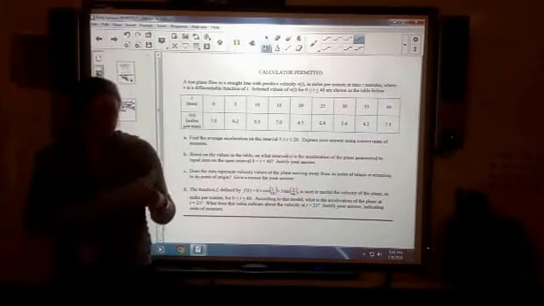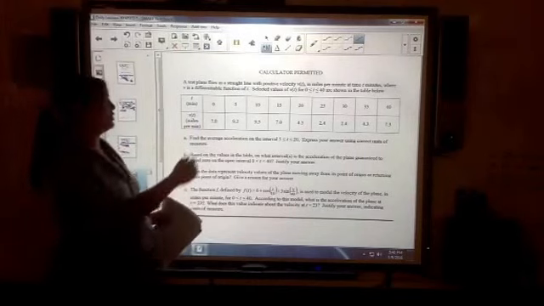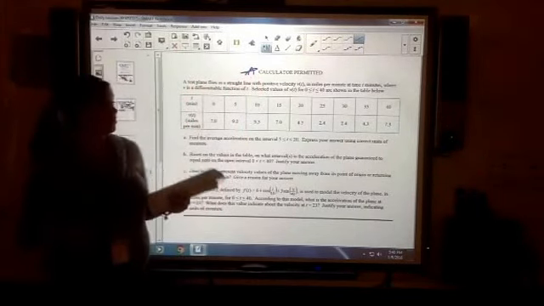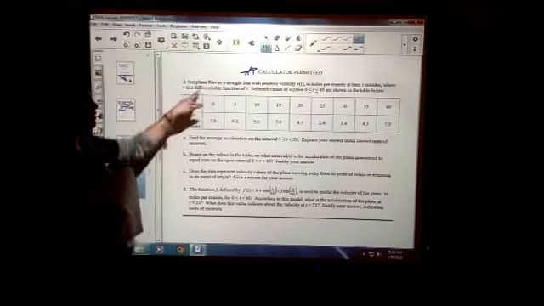So daily lessons, page 140. You should be really excited about this one when you see it because you get to use a calculator. Yay! So use it. Make sure that you know how to use it and make sure that you're trying to put these values in. Okay, a test plane flies in a straight line.